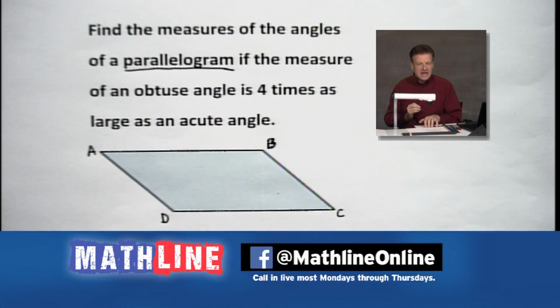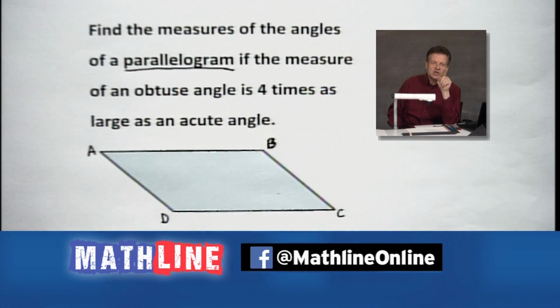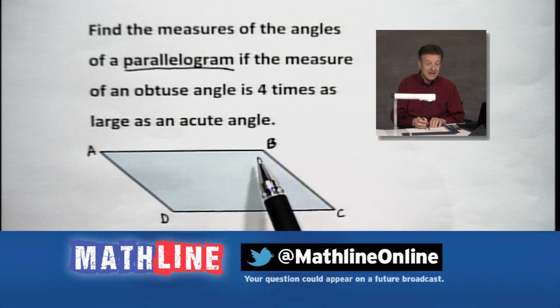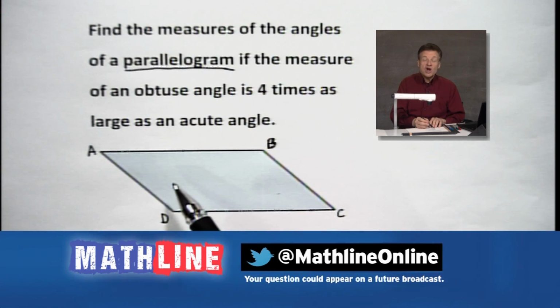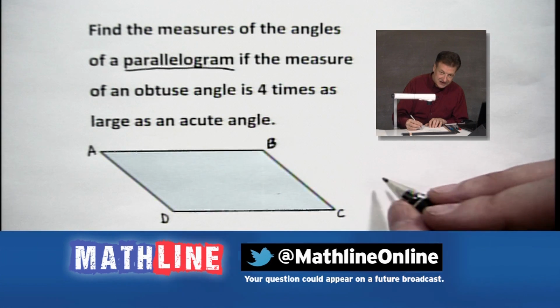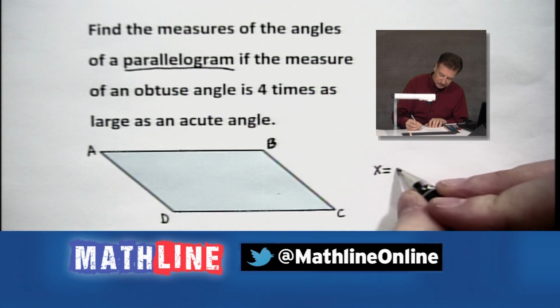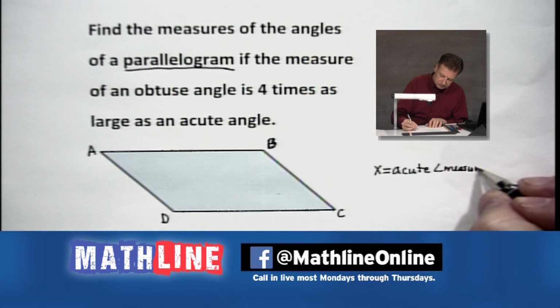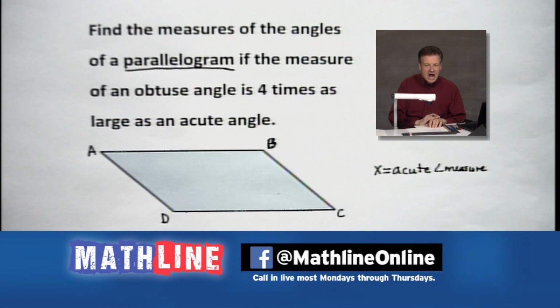And again, using our rules, this one should be pretty easy. There's a little bit of a catch. We don't know any of the angles, do we, folks? We do not know any of the angles, but you do have a clue. It says the obtuse angle, which I'm going to look at here and say D is going to be obtuse, or B, either one, is 4 times as large as an acute angle. Let's define. X will be our acute angle measure, x degrees, all right?